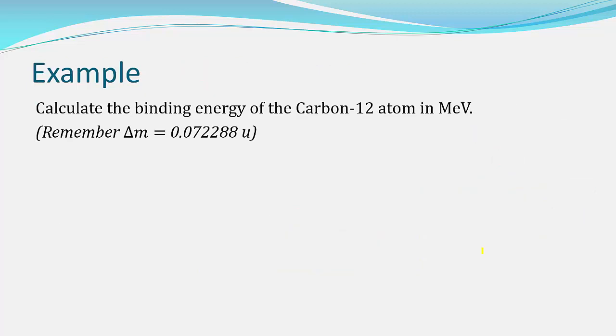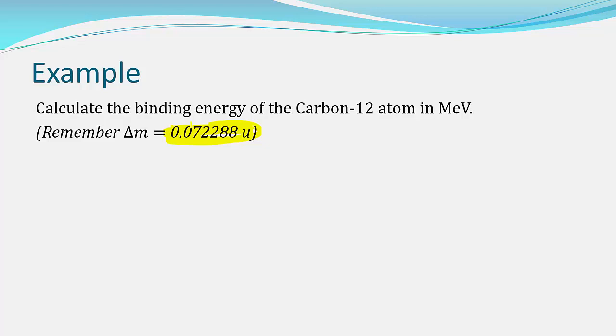Okay, so let's do an example. We remember that in one of the previous slides, we calculated the change in mass, or the mass defect, to be 0.072288 atomic mass units. Based on this, if I ask you to tell me what the binding energy was, how would you solve it? So pause it and have a crack at it yourself.